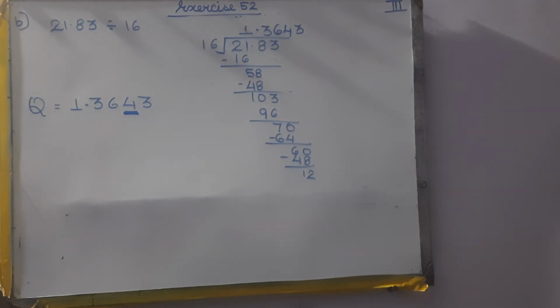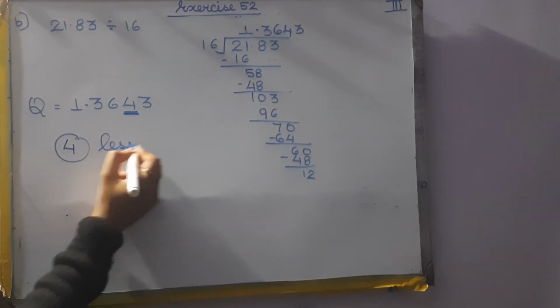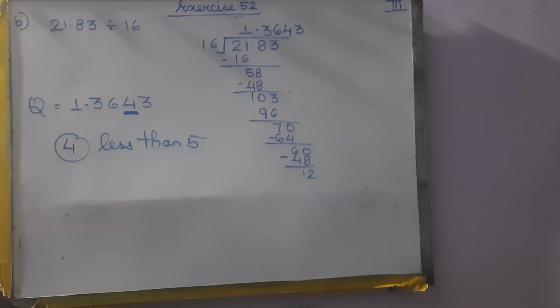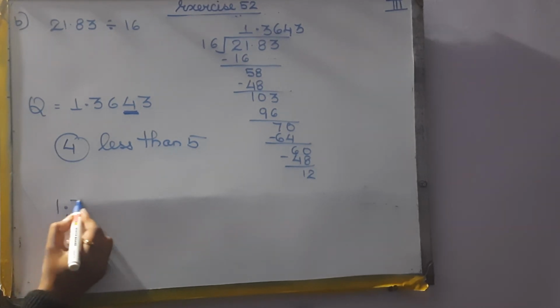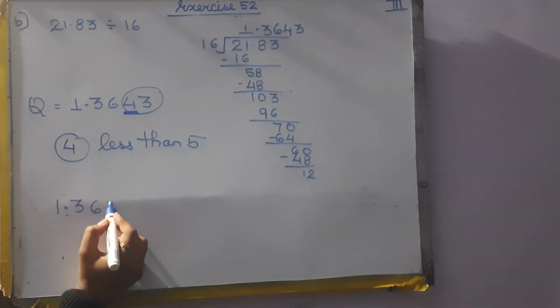Now we will see the third decimal place, the third number after the decimal. The third place is 4. Now 4 is less than 5. Now what are we going to do? We will replace the digit at the third place onward by 0. So 1.36 will be the same, and we replace the remaining digits by 0.